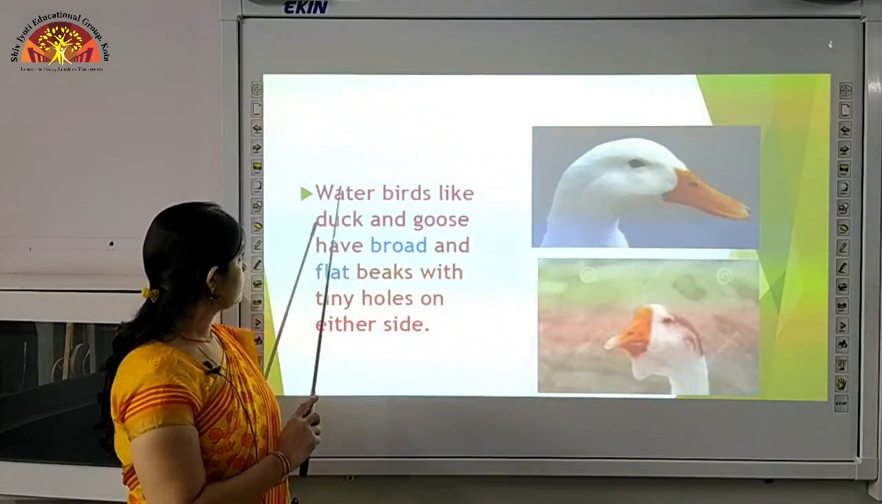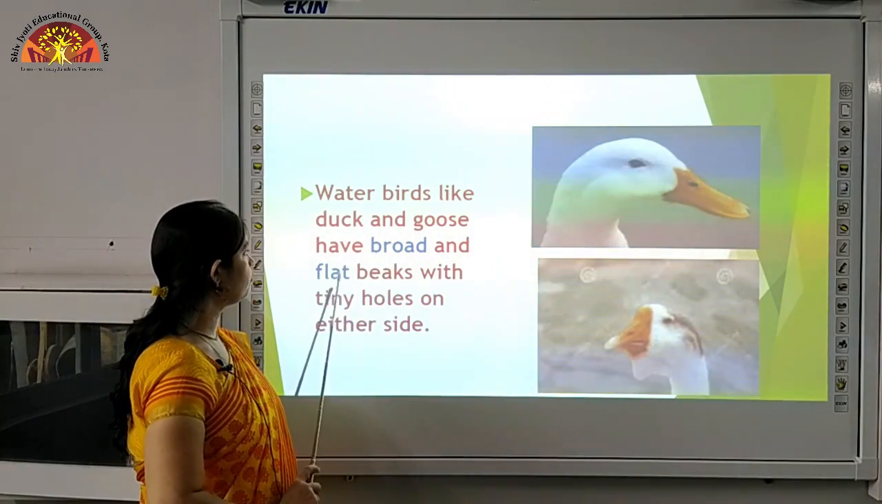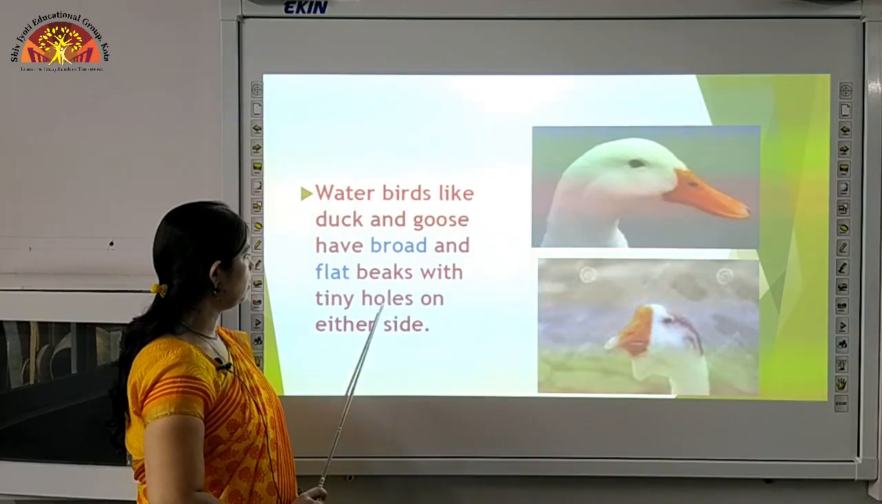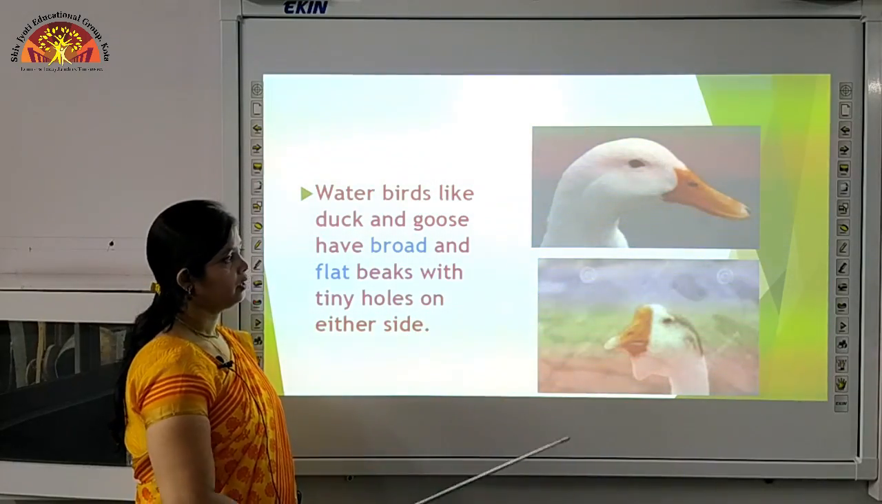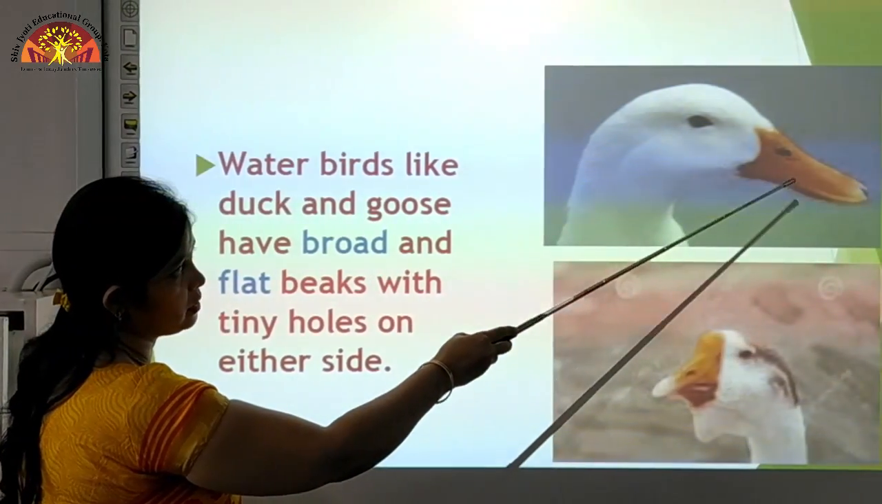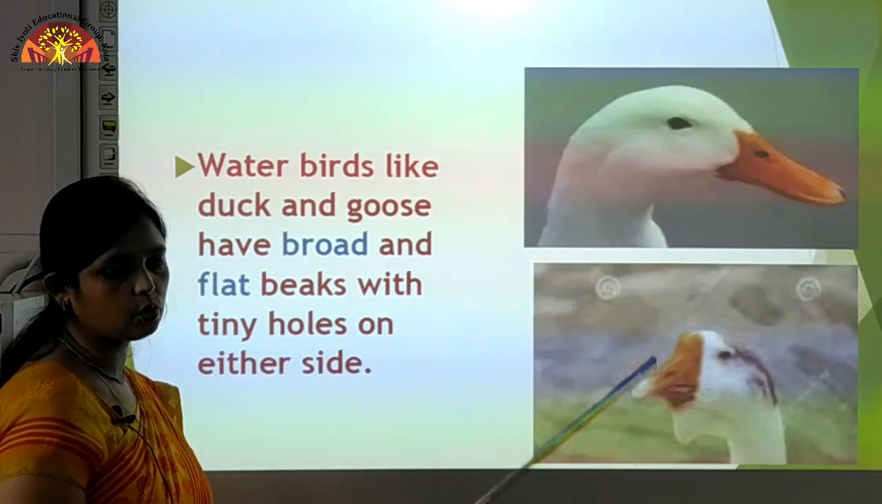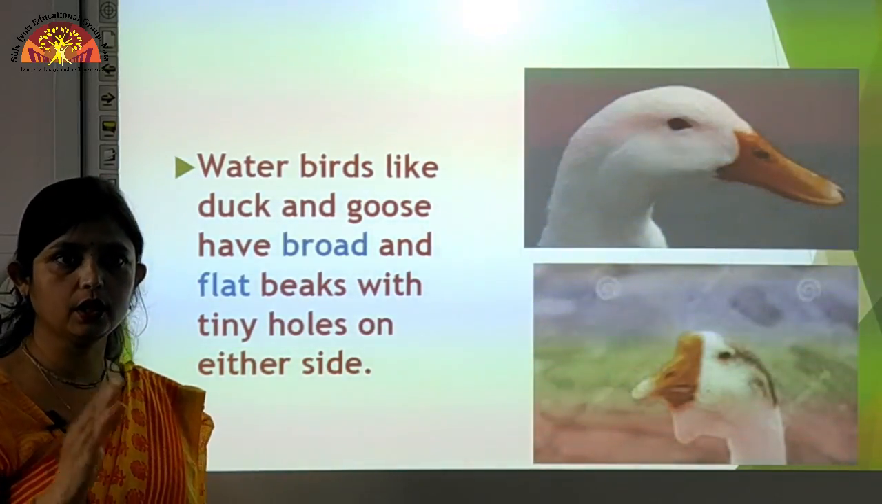Now, there are some water birds like duck and goose. They have broad and flat beaks with tiny holes on either side. You can see the picture over here. The beak of this duck is flat and broad and it has holes on the sides. So, these holes are present on both the sides.